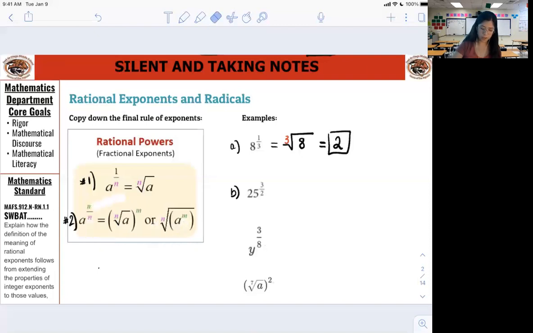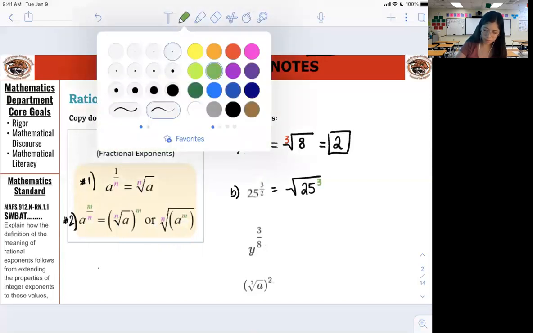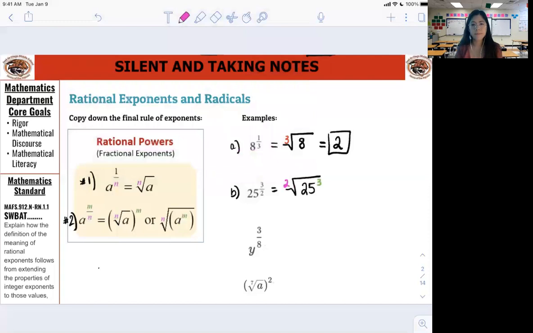So with our example B, I have 25 to the power of 3 over 2. So I know my 25 is at home, it's going in. Who's going to be inside the house with the number 25? 3. Good. The 3 is on the inside. And the 2 is on the outside. Questions on that so far? So right now we're just kind of rewriting it.